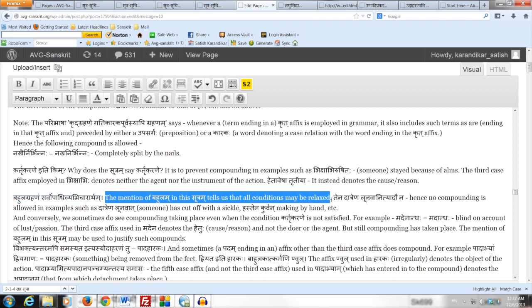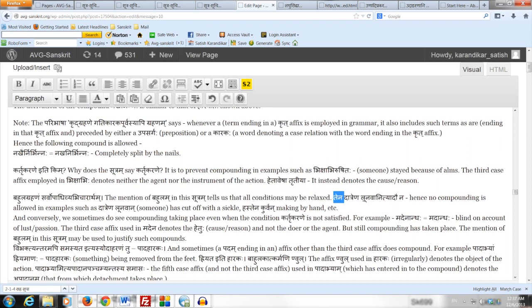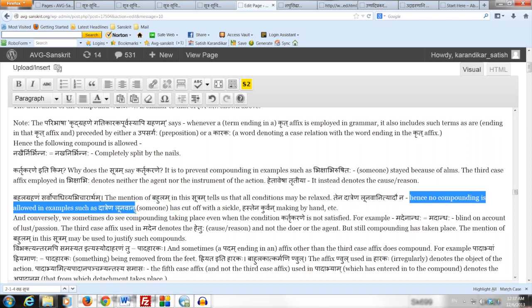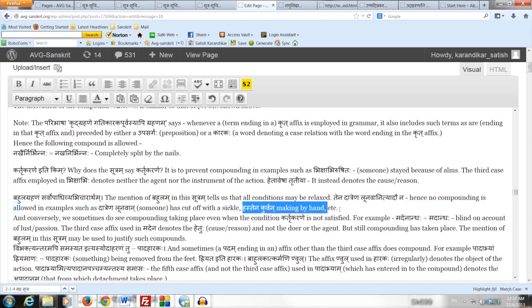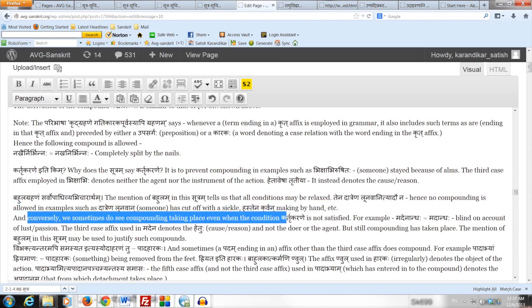Sarvopadhi vyabhicharaha. Tena datrena lunavan ityadau na. Hence no compounding is allowed in examples such as datrena lunavan, someone has cut off with a sickle, or hastena kurvan, making by hand, etc. And conversely, we sometimes do see compounding taking place even when the condition kartrukarane is not satisfied.